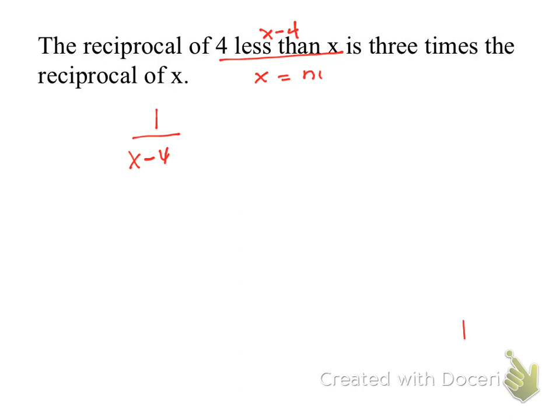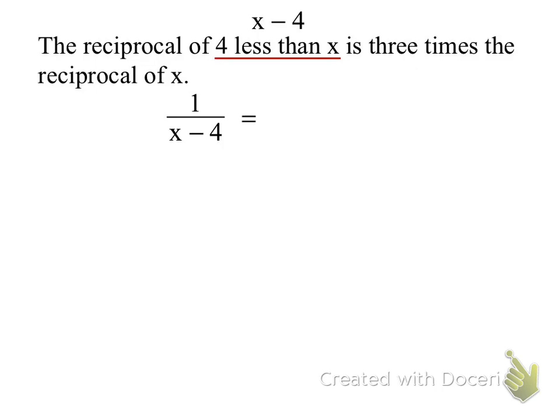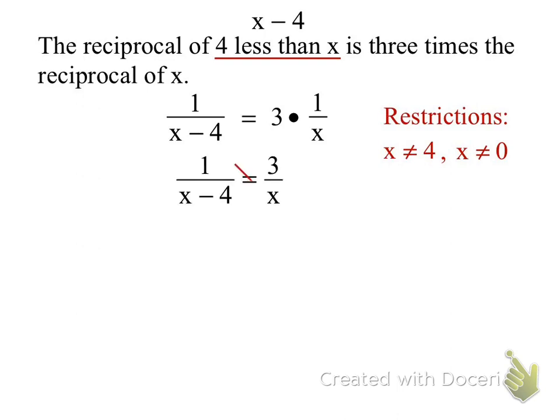X stands for a number. Okay, is equals 3 times the reciprocal of x. 1 over x. Isn't that 3 over x? So I could write that as 1 over x minus 4 equals 3 over x. Does that make sense? Okay. I'm sure theirs is going to be much neater. Okay, what's my restriction here? Right, 4 or 0. And so now I think the easiest way is just to do the cross products.